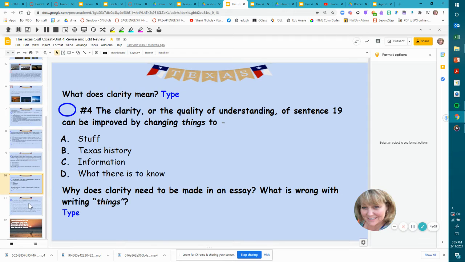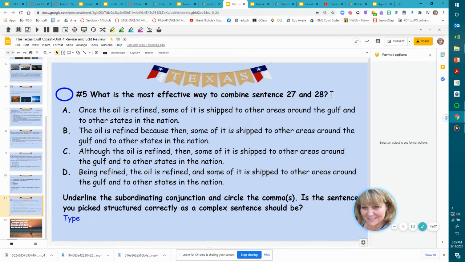And then finally, what is the most effective way to combine sentences 27 and 28? That's where you have to use your skills. First of all, pick out the ones that are wrong. Which ones are written awkwardly? Which ones are grammatically incorrect? Pick the one that has a subordinate conjunction, and circle your commas. That's your clue on sentence combining, just like we worked on earlier in this review.